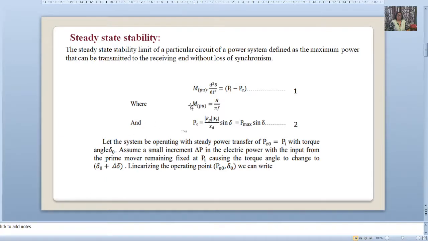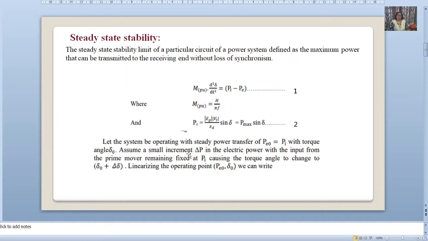We know this equation, we have already seen it: M d2 del by dt square is equal to Pi minus Pe, or Pm minus Pe. Pm is the mechanical input, Pe is the electrical output. M is given in per unit by H by pi f, and Pe, the electrical output, is Eg into Vt upon Xd into sine of del, or E into V by X into sine of del, and this is our maximum, our steady state stability limit, if del is equal to 90 degrees.